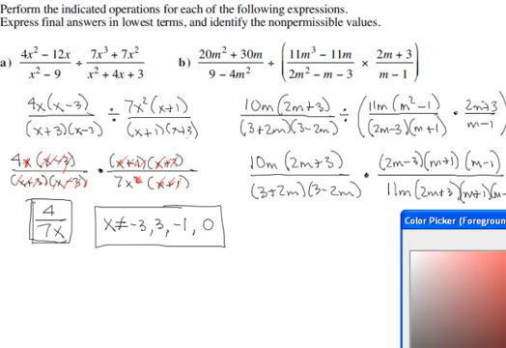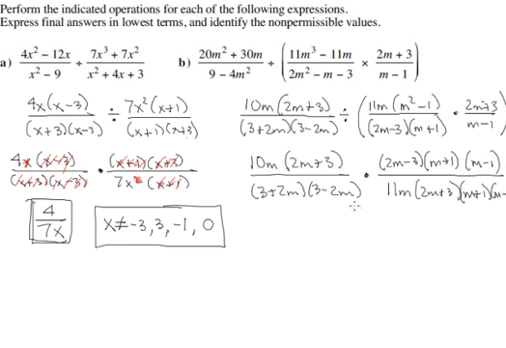And now the fun part, we cancel everything in sight. What can we do here? M plus 1 and m plus 1, m minus 1 and m minus 1, 2m plus 3 and 2m plus 3. Here we have an m and an m, those drop out. So 10 times 2m minus 3 over 3 plus 2m, 3 minus 2m.